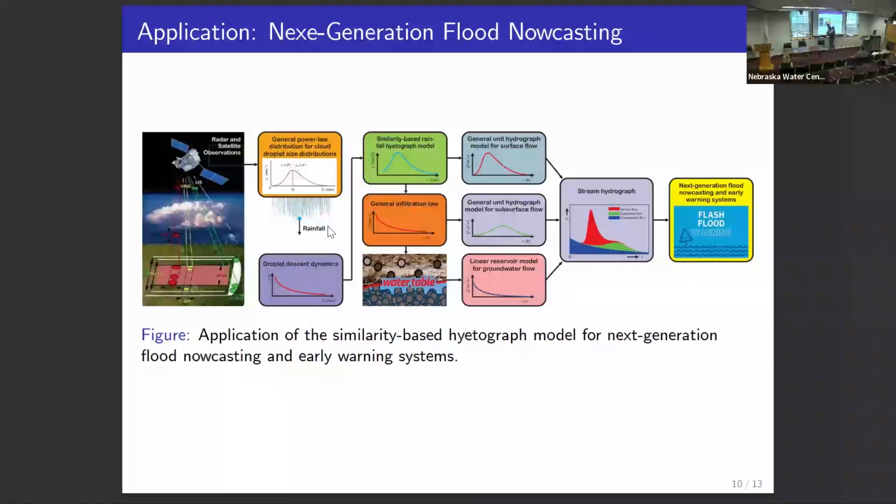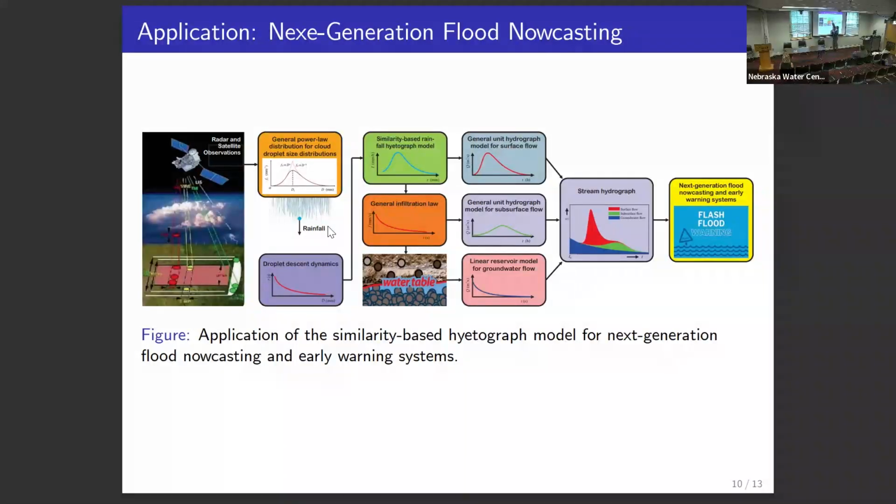Okay, and the larger will be faster, and the small will be slower. So based on this one, we can calculate what we call the rainfall distribution, or histogram, over time. Once we get this, we have the rainfall on the ground. Some will go to infiltration, and infiltration is another problem.